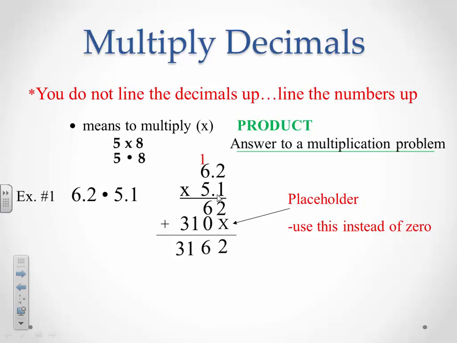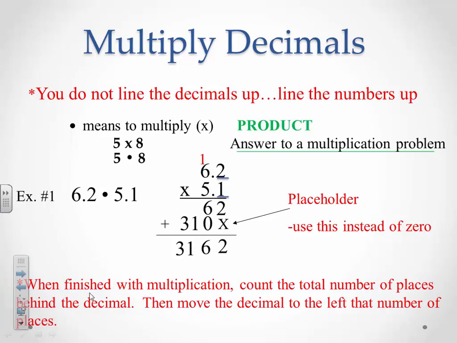I have 2 decimal places. So I have a decimal place where the 2 is, and I have another one where the 1 is. That adds up to 2. So, what does this say? When finished with multiplication, count the total number of places behind the decimal. So we count how many places there are. We just did that. There's 1, there's 2. So we start at the end and we move over 1, move over 2. So we get 31 and 62 hundredths.